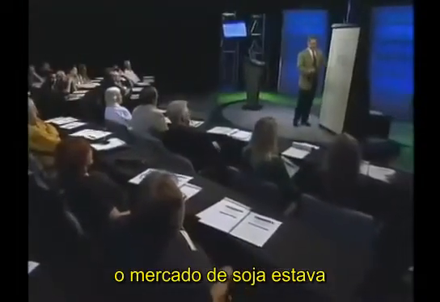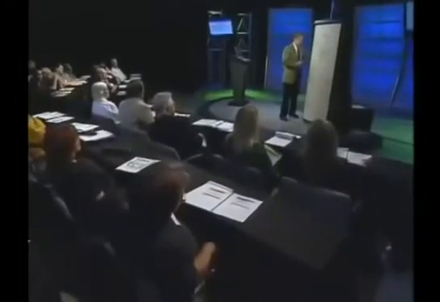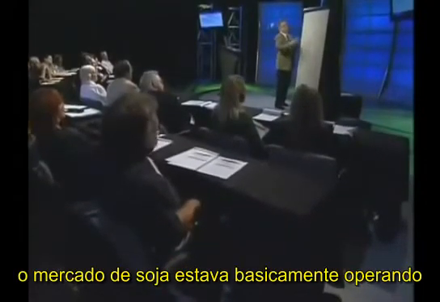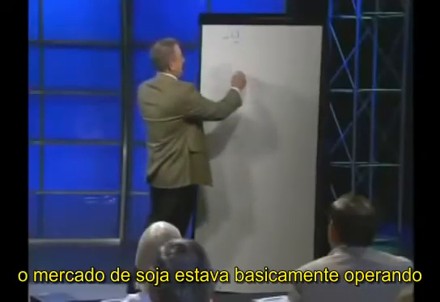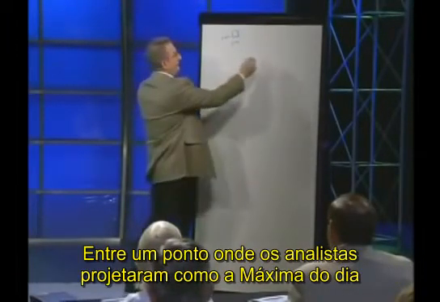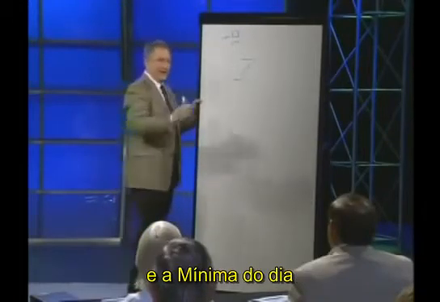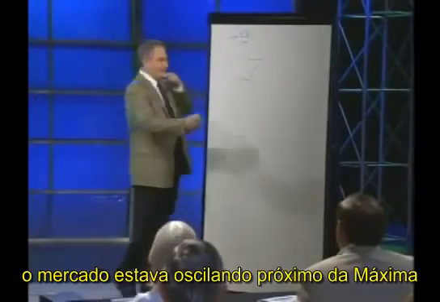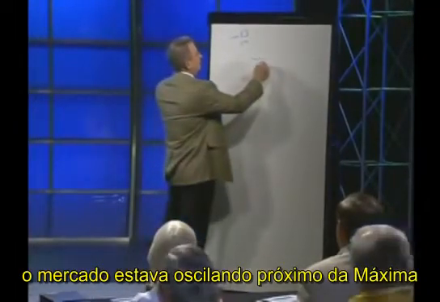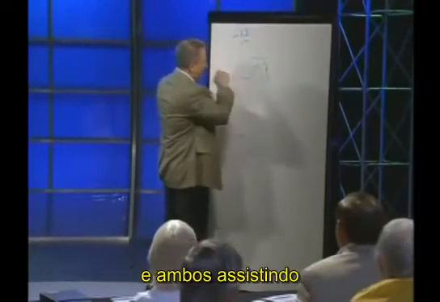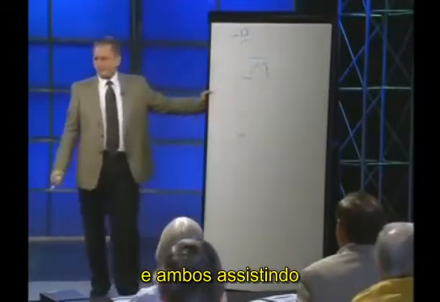and it got to a point where one day the soybean market was basically trading in a range, about the middle of a range between what the analysts projected as the high of the day and the low of the day, okay? And so the market drifted around, maybe did a little bit of close to a test of the high, and it's coming down to the low, and they're both sitting there and they're both watching it right now.